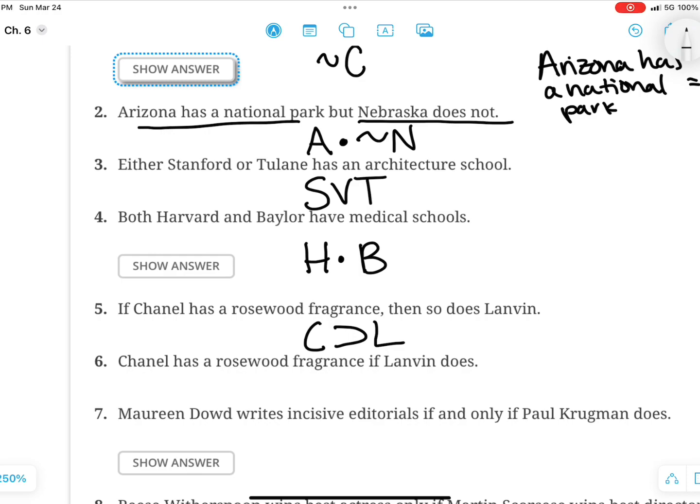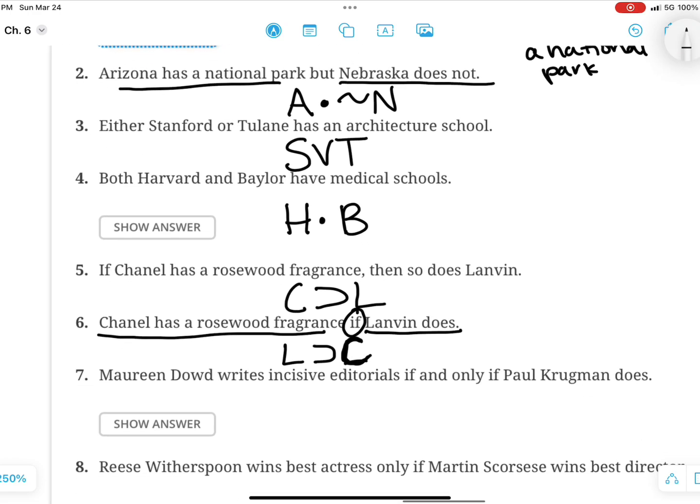And then how would we translate this number 6 here? Chanel has a rosewood fragrance if Lanvin does. Notice that the "if" here comes before Lanvin rather than before Chanel. So this one would reverse the order of the conditional: L, then C. If L, then C. So it's really important to get a handle on what's going on with the conditional operator. Every single logical operator is very important, but the conditional one is often one that students find confusing. So we'll go over that one a little bit more.